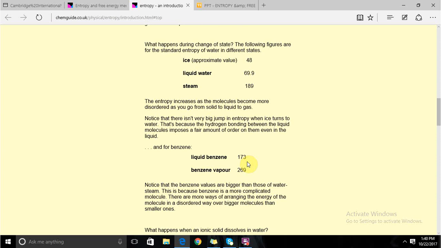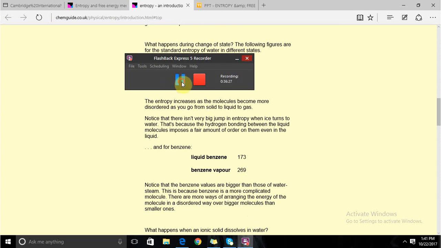And the values are much larger for benzene than for water, and this is pretty obvious. The reason is benzene is far more complicated a molecule. It is a 6 carbon ring with hydrogens projecting from it, and there are more ways of arranging the energy of the molecule in a disordered way over bigger molecules than smaller ones.